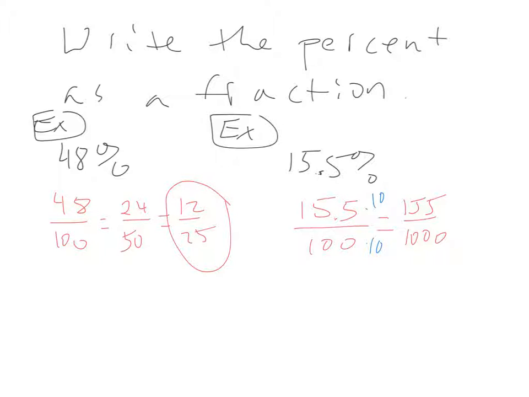So now you have the decimal gone, but then you also have to go ahead and simplify it. To simplify that, they both divide by 5. So if you do 155 divided by 5, you end up getting 31. And 1,000 divided by 5 is going to be 200. So you end up getting 31 over 200. And that's what it is in simplest form.